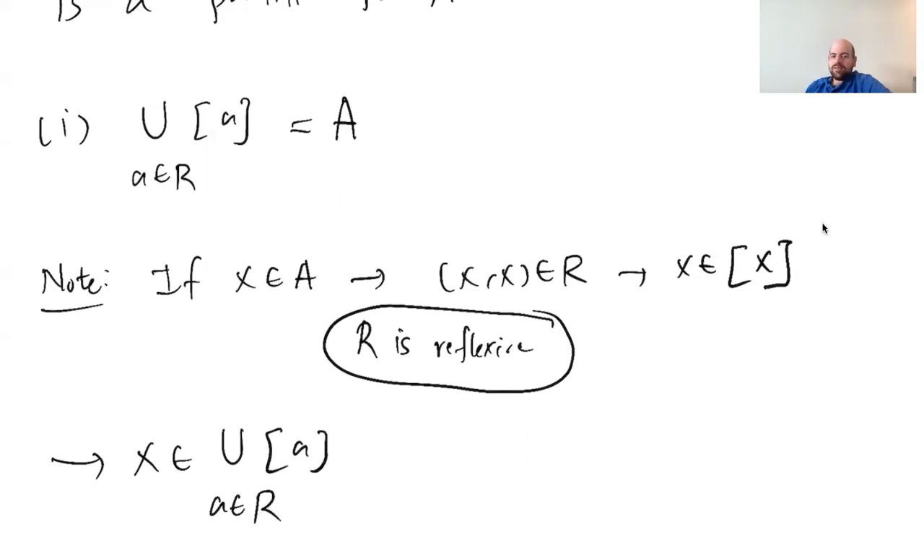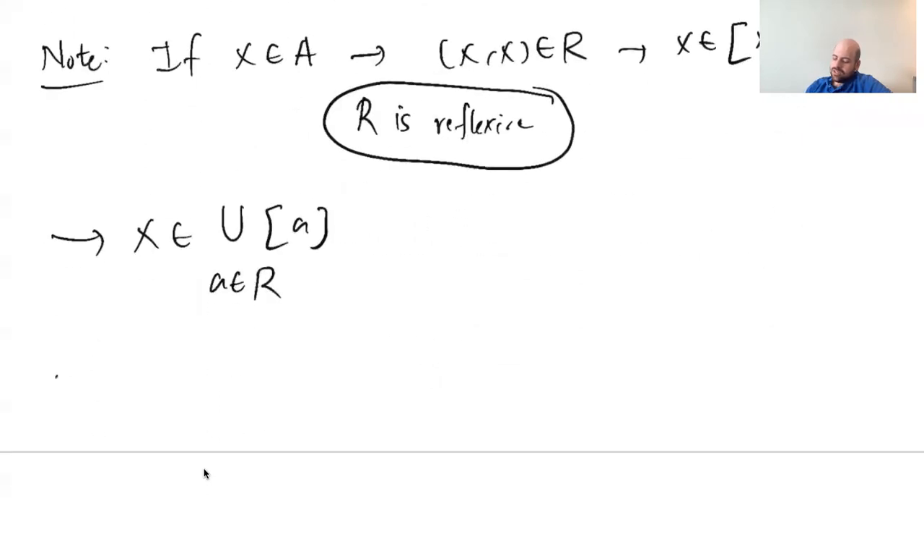So every element in A that you consider, I want to show that it is in one of the equivalence classes. Which one will x be in? x is in relation with itself because R is an equivalence relation, therefore it's reflexive, and therefore x is in the equivalence class of x. So x is in one of the equivalence classes and therefore is in the union of all of them as well.